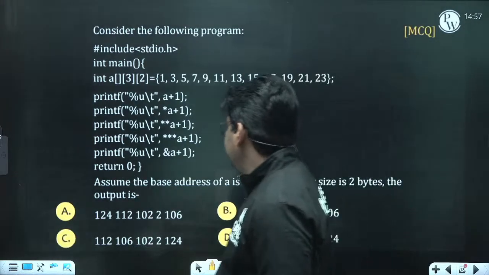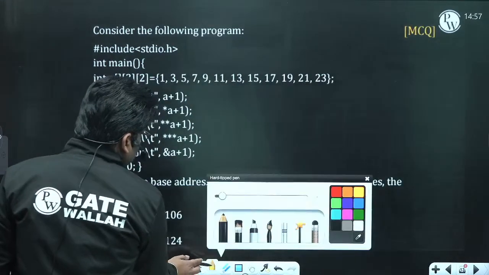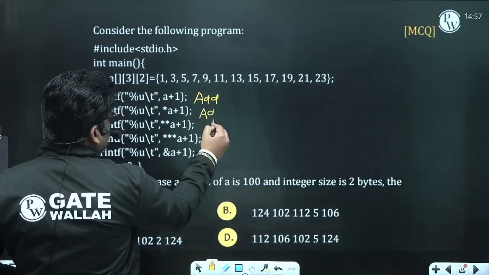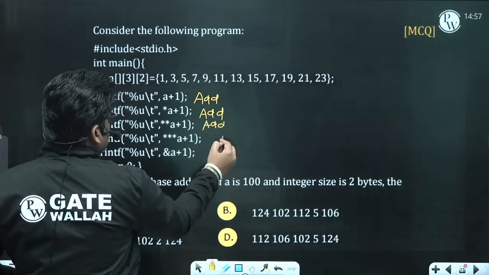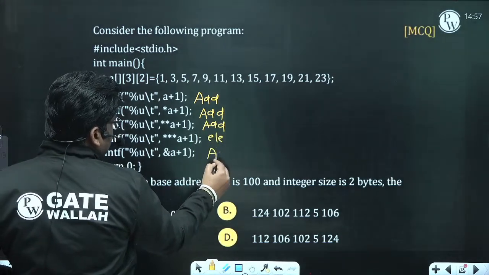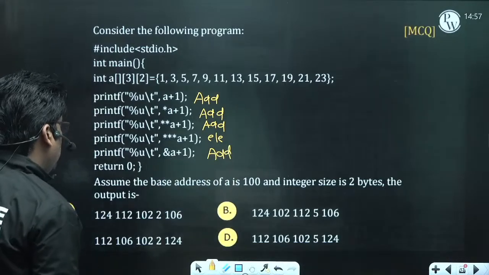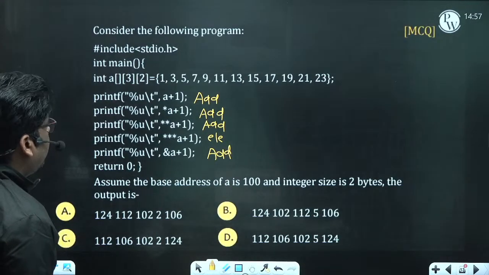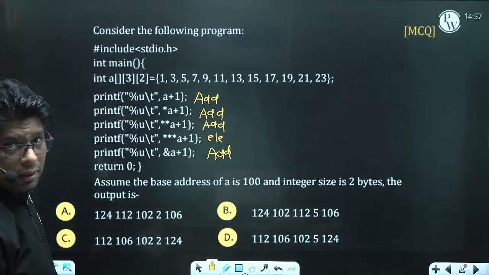Tell me. Sir, one thing is for sure, this must be an address. This must be an address. This must be an element. This must be an address. Tell me yes or no.